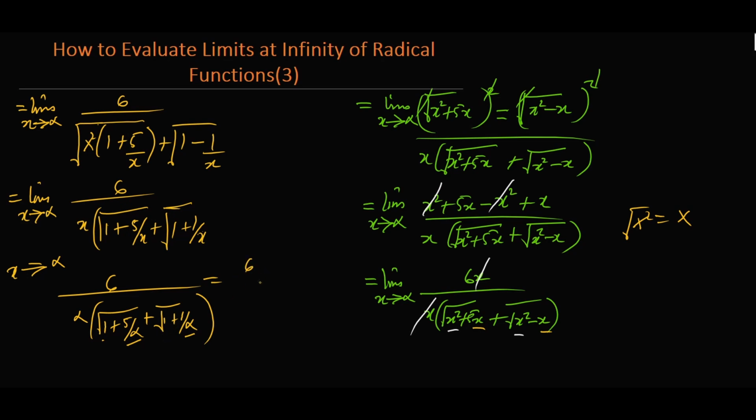So we are going to have 6 all over infinity multiply 2, which is 6 over infinity. And 6 divided by a very large number will still give you 0. So this will give you 0. The answer here is 0.